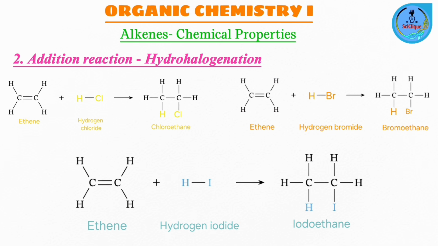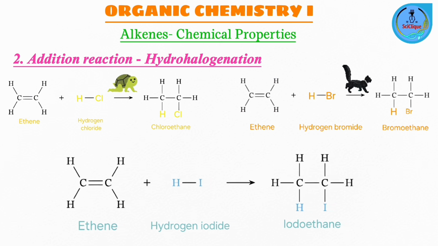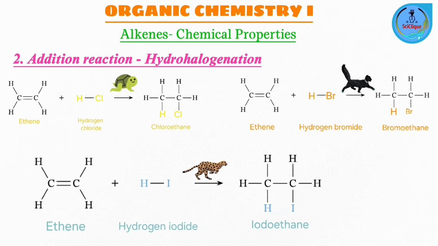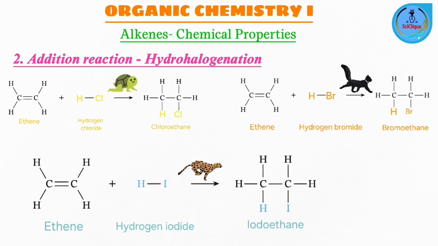Now, when it comes to the reaction of ethene with hydrogen chloride, it's very slow and it usually occurs only in the presence of a catalyst. When it comes to ethene with hydrogen bromide, it's more vigorous. But the reaction between ethene and hydrogen iodide, this is the fastest of the three, okay? So it actually happens at room temperature. There's no need for a catalyst. Now you might be wondering why this is so.